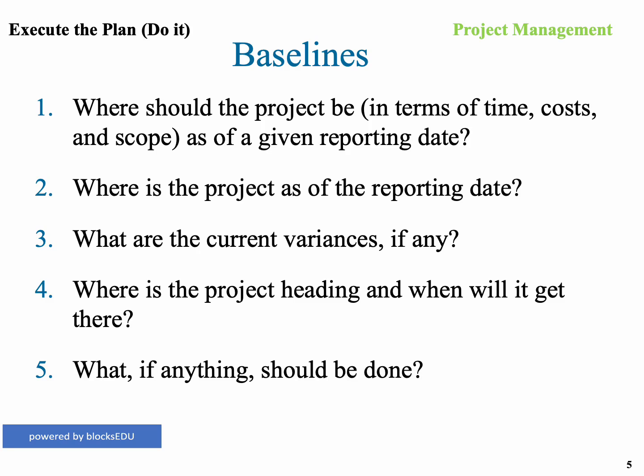Now, baselines consist of these 5 elements. Where should the project be in terms of time, cost, and scope in any given reporting period? So you always need to know at any point in time where the project should actually be. Where is the project at this reporting time? What are the current variances, if any, from where we said we were going to be and where we actually are? And where's the project heading? And will it get there? What, if anything, should be done? Those are the 5 questions you need to answer as the project is rolling out and the items are getting done to make the deliverables.